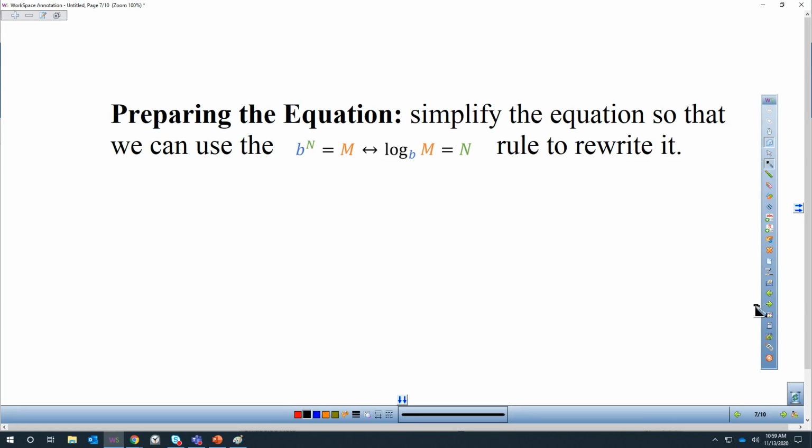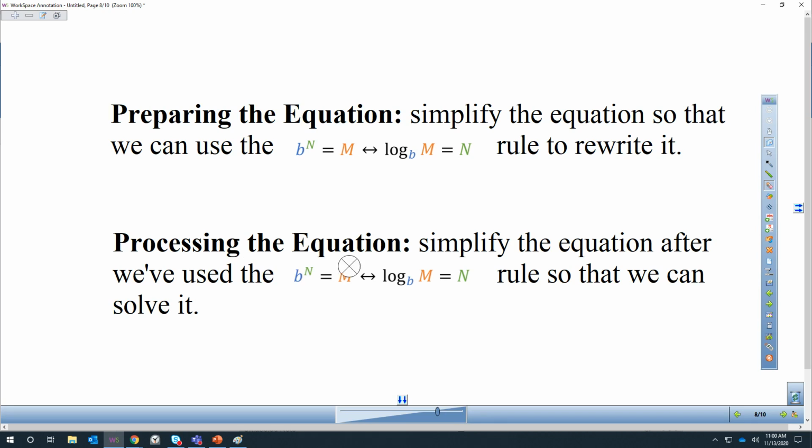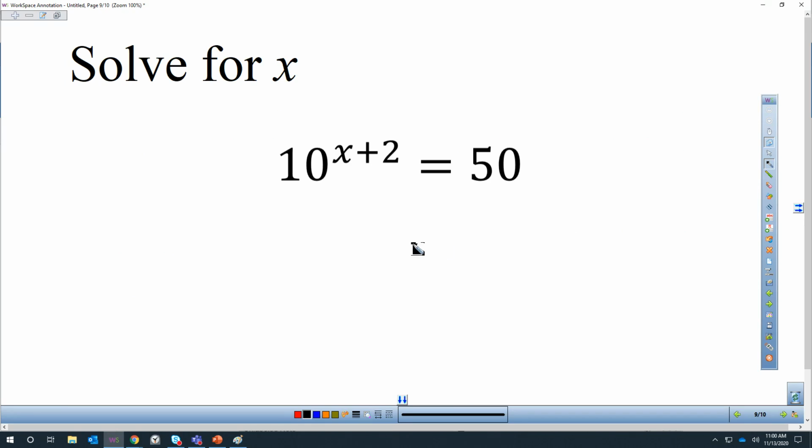So the main strategy we've been doing here is preparing the equation to apply this rule. So we're simplifying the equation to the point where we're able to use this principle to rewrite it and get our answer. Now, another thing we might come across is equations where we have to do some work after we've applied this rule. So we're going to call that processing the equation. That's when we have to simplify the equation after we've rewritten it to see what x equals. And here's our first example.